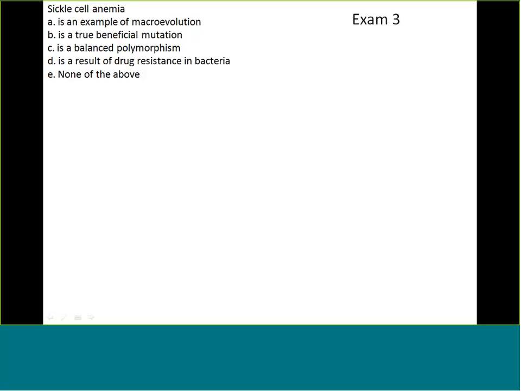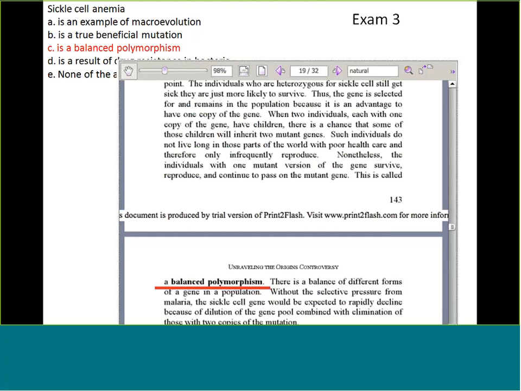In exam 3, the first question I've chosen is sickle cell anemia. A is an example of macroevolution. B is a true beneficial mutation. C is a balanced polymorphism. Or D is a result of drug resistance in bacteria. Or E, none of the above. This is another question that was straight from the book, and the answer is C, a balanced polymorphism.